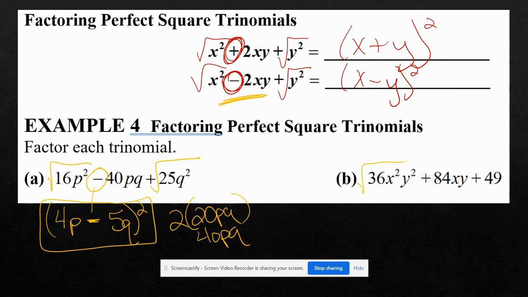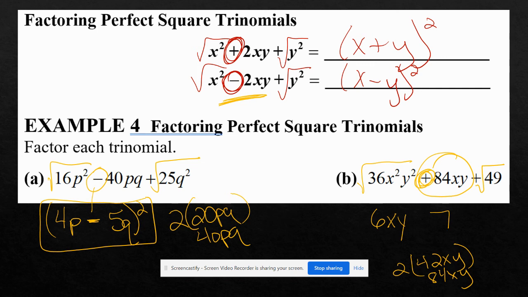For letter B, again, we would square root. The square root of 36 is 6. The square root of x squared is x. The square root of y squared is y. And the square root of 49 is 7. We would check, what is 6xy times 7? Well, 6 times 7 is 42, and then xy. And if I double it, I get 84xy, which matches this middle term. So we grab the sign in front of that middle term, which is adding, and then that is our factored form.